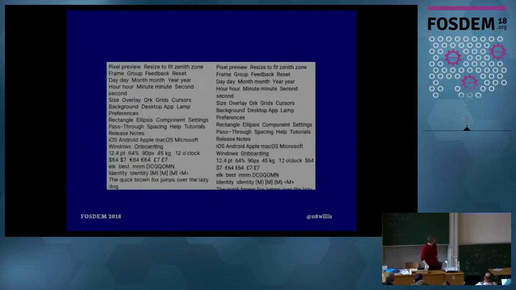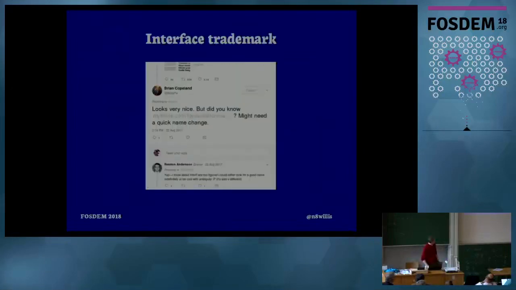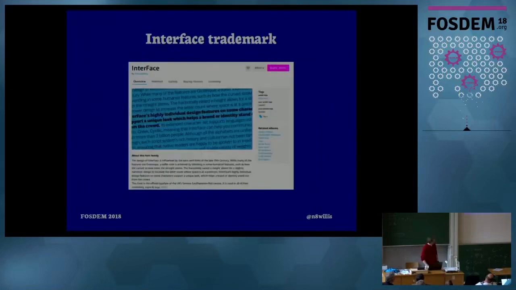That's what it looks like. It's on the left. On the right is Roboto, because he basically took Roboto and tweaked it, which sort of came up when people started getting angry at him. But just a few hours later, somebody said, by the way, there's already a font called Interface. Were you aware of that? And this is what that link was.